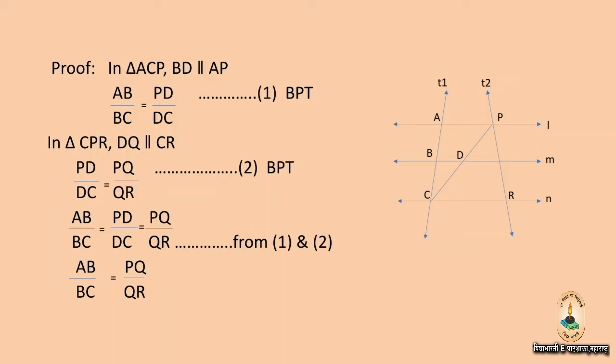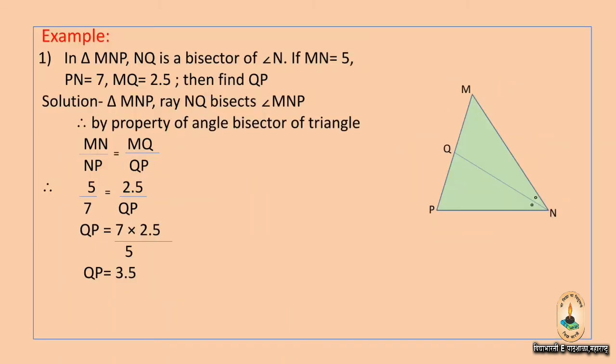Now using these two properties, we solve some examples. Example number 1. In triangle MNP, NQ is a bisector of angle N. If MN is equal to 5, PN is equal to 7, MQ is equal to 2.5. Then find QP.